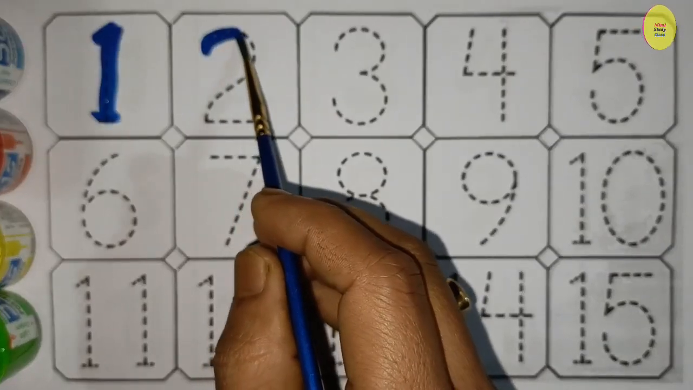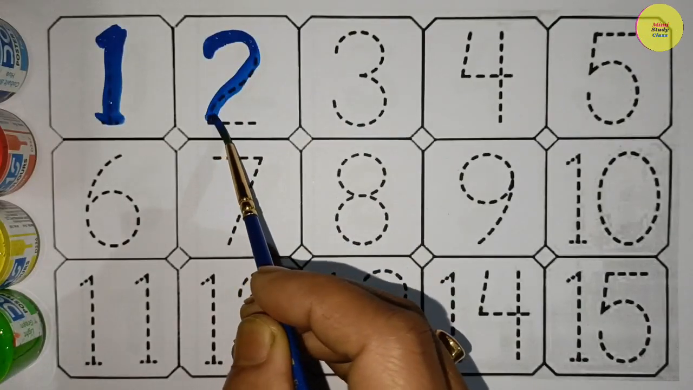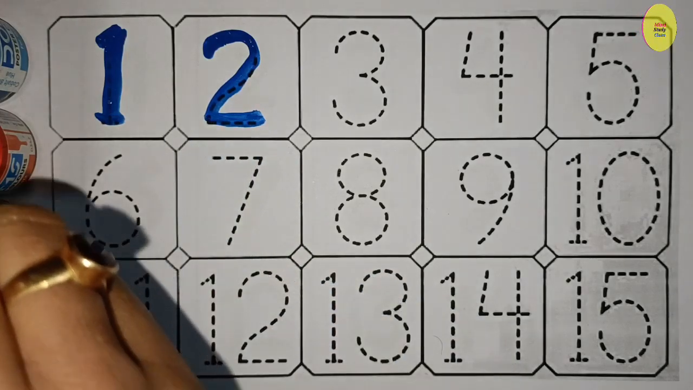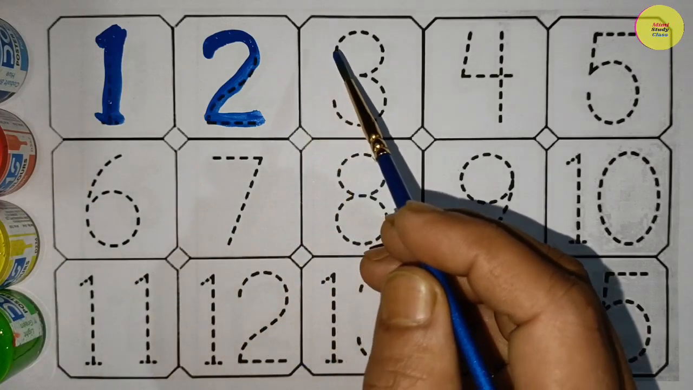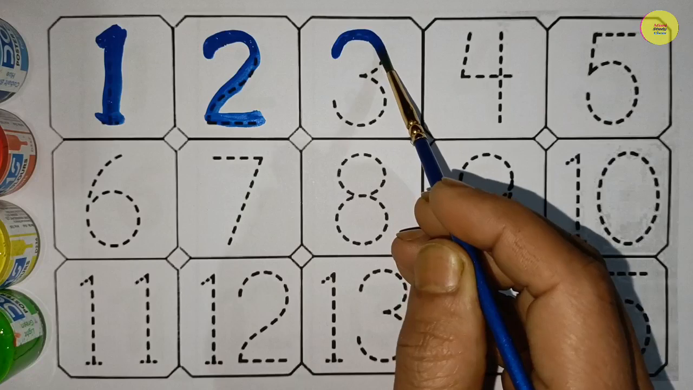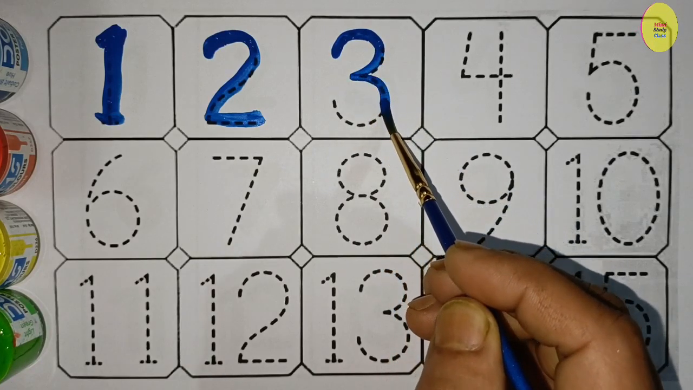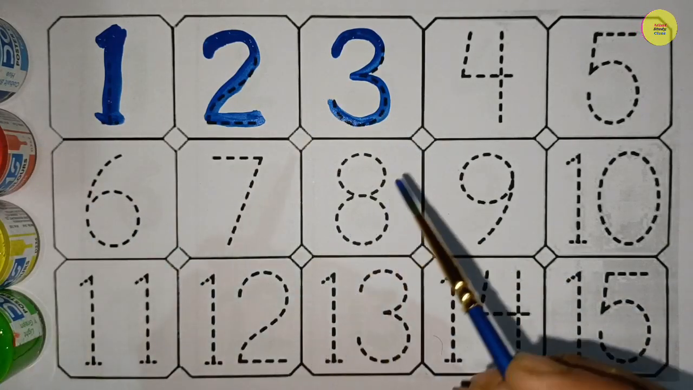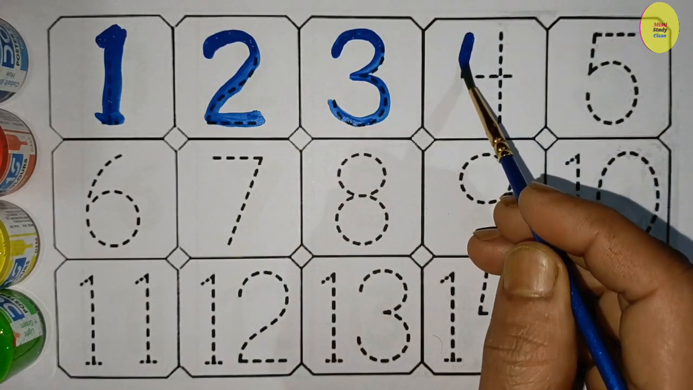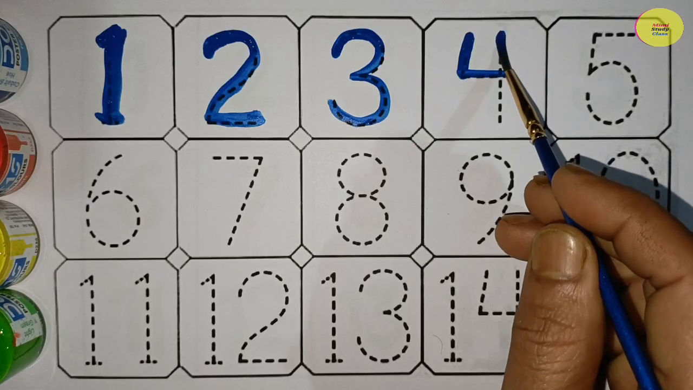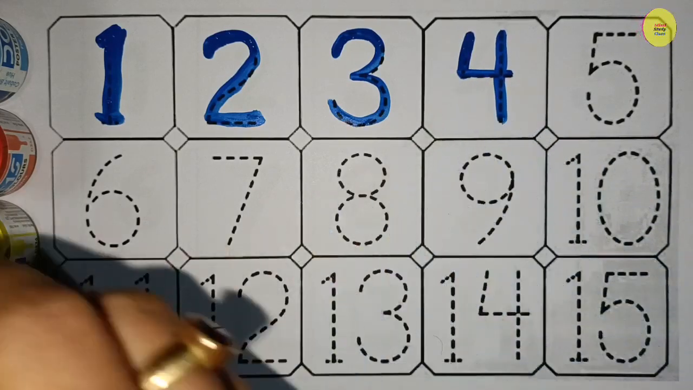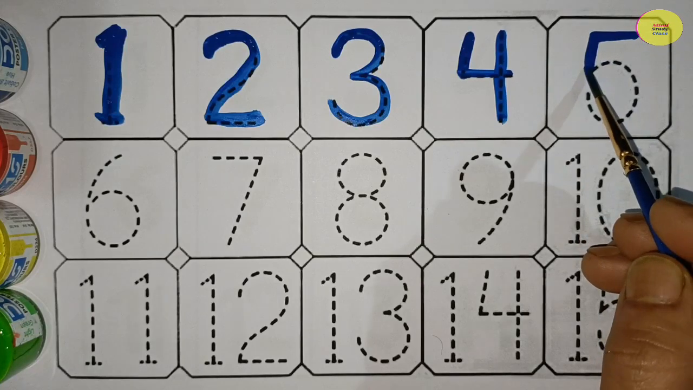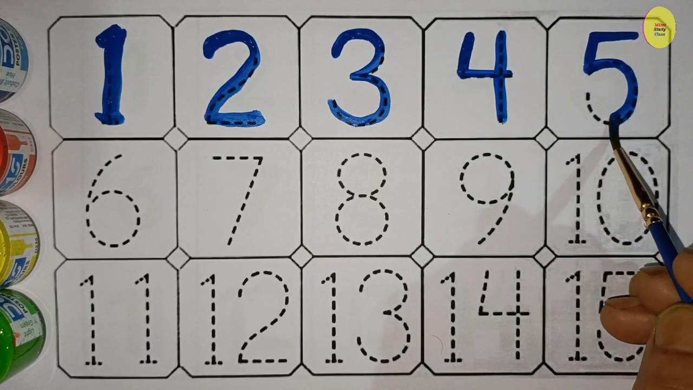Two, two, two. Three, three, three. Four, four, four. Five, five, five.